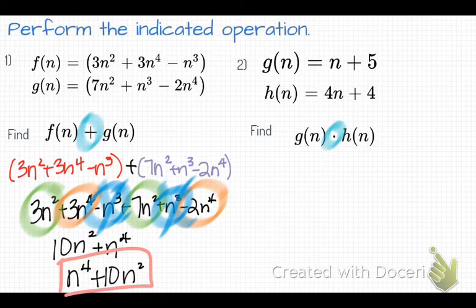Okay, now on number 2, we're saying multiply. So I want to do g of n times h of n. So g of n is n plus 5 times h of n is 4n plus 4.